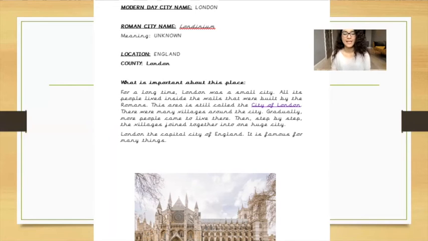What is important about this place? For a long time, London was a small city. All its people lived inside the walls that were built by the Romans. This area is still called the City of London. There were many villages around the city. Gradually, more people came to live there. Then, step by step, the villages joined together into one huge city. London is the capital city of England. That's super important to remember. It is famous for many things.